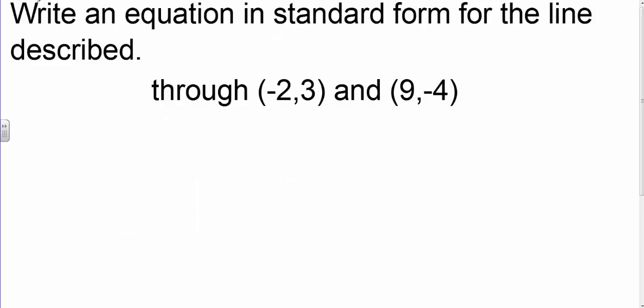Write an equation in standard form for the line described. It goes through negative 2, 3, and 9, negative 4. Let's get a different color, so go with this black up here. So the first, you can't just look at this and write it as ax plus by equals c. But what we can do is we have two options here. We can either go for putting it first into slope-intercept form, or we can put it in point-slope form, and then go from there.